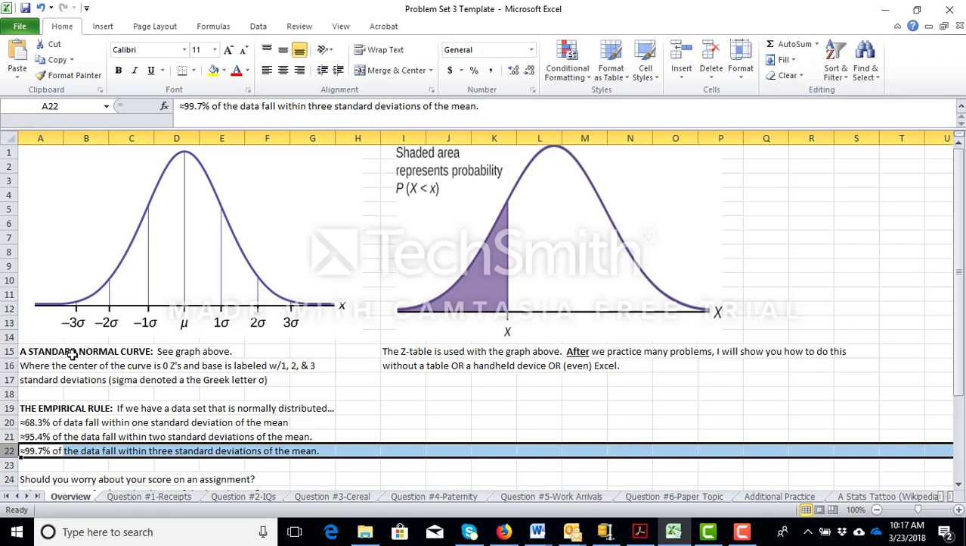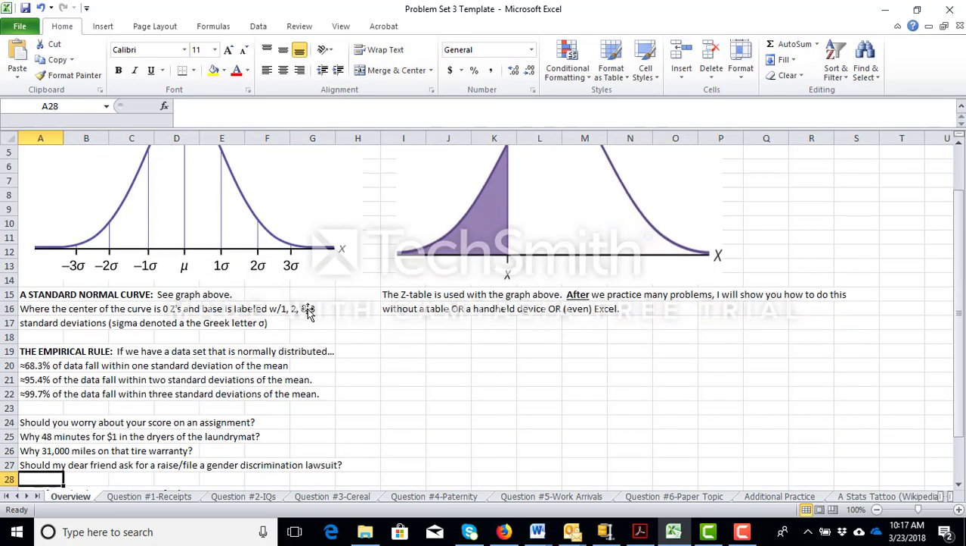0.3% divided by 2, because there's 2 tails, is 0.15%. So 0.15% would be in this tail, and 0.15% would be in this tail. It's a very, very small chance that we would see any data points there. So how might we apply this?